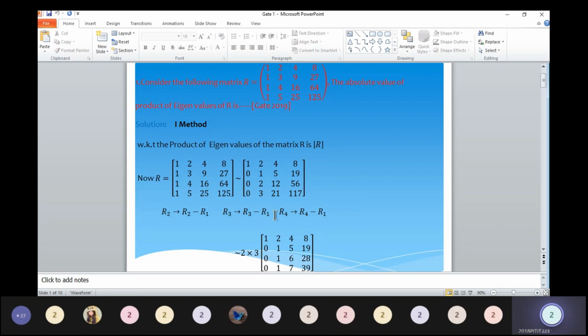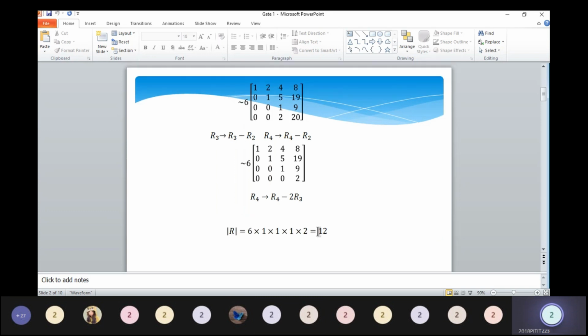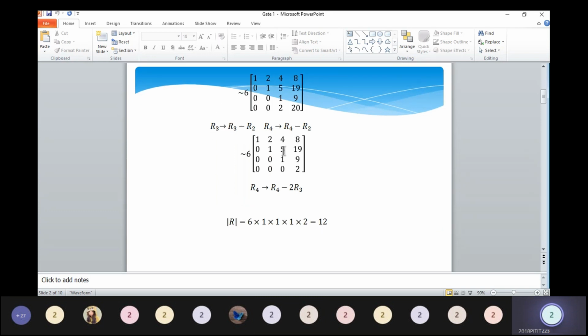Okay, one of the methods is this one. After that I have taken 2 common from the third row, and 3 common from the fourth row. So 2 into 3; the first row is the same, the second row is the same, the third row is 1 6 28. For the next, we take count side 1 7, like that, 39. So after simplifying we will get this one.